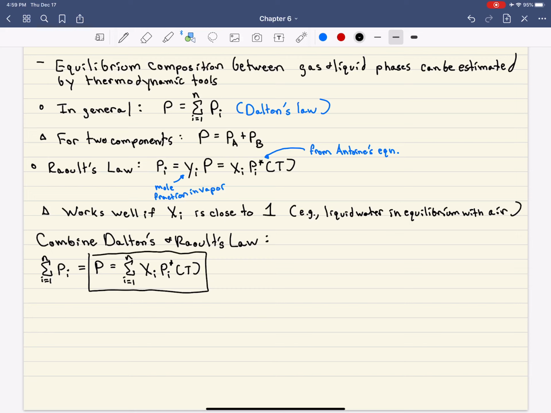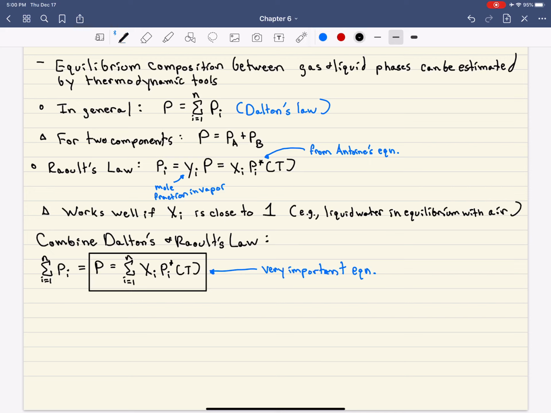And I'm boxing this in because I want to emphasize that this is a very important equation. All right? This is a very important equation, and this is an equation that you're going to come back to for the rest of your career. All right? So I want to emphasize its importance now.